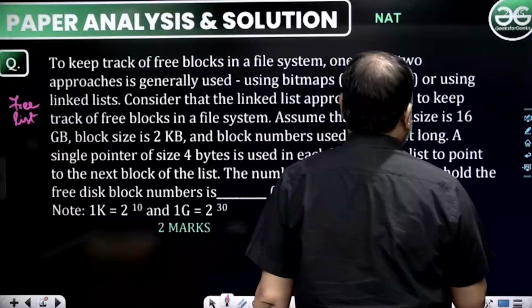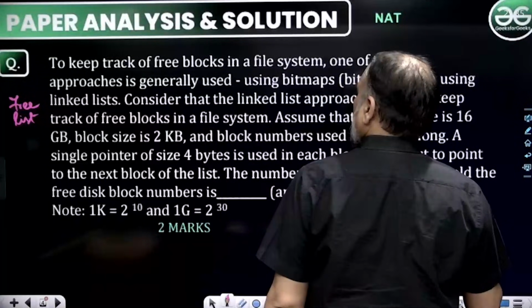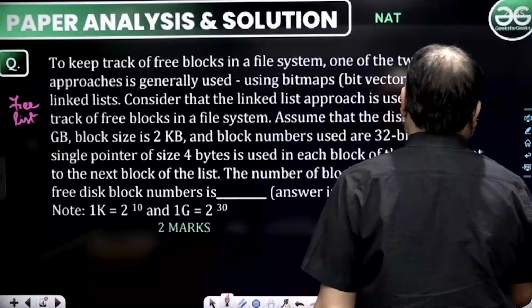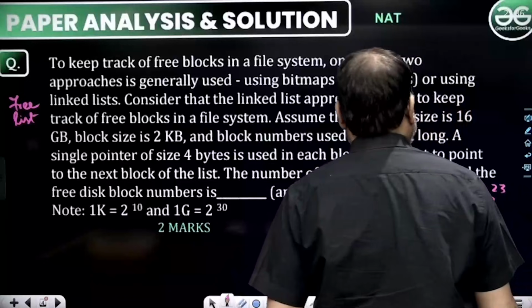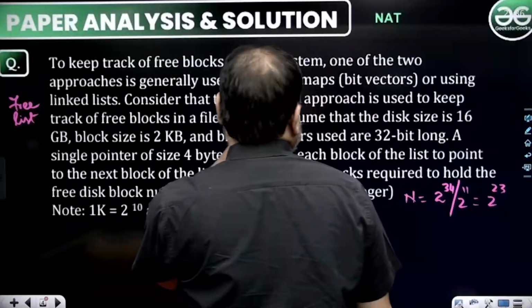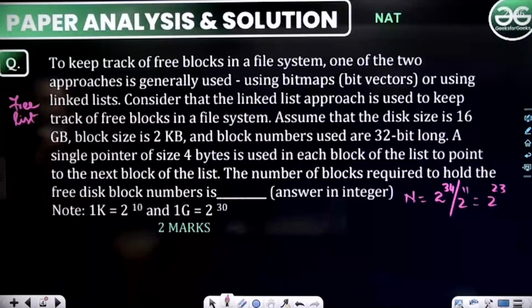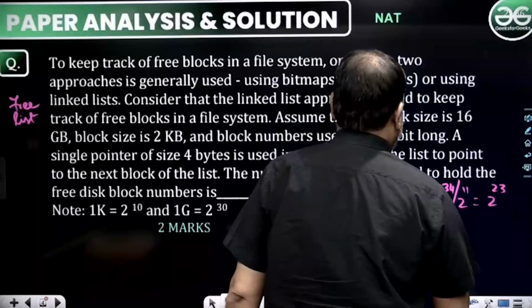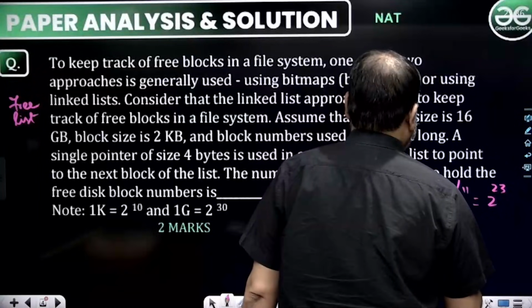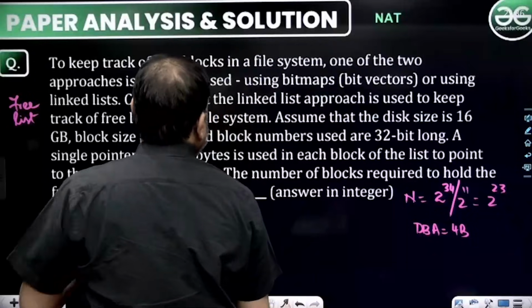Number of blocks is equal to 16 GB, 2 power 34, divided by block size. Block size is 2 KB, 2 power 11. So this is 2 power 23. There are 2 power 23 blocks present in the disk. And a block number is 32 bits, so this block address is 4 bytes.